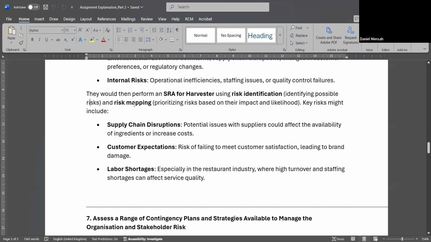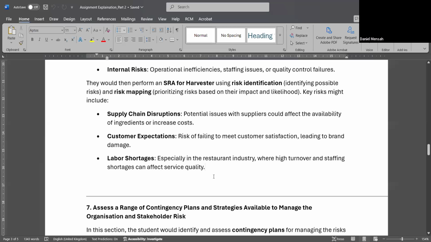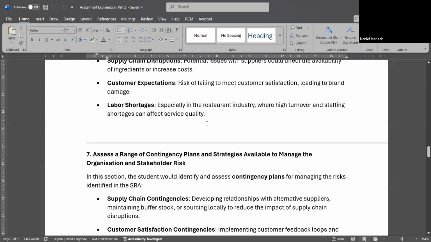Okay, then you are going to risk mapping. Prioritize risk based on likelihood. In one column, the likelihood, and you will be talking about the impact, and then last you're coming with a mitigation strategy, how you deal with these issues. Those are your contingency plan or strategies to deal with those issues.